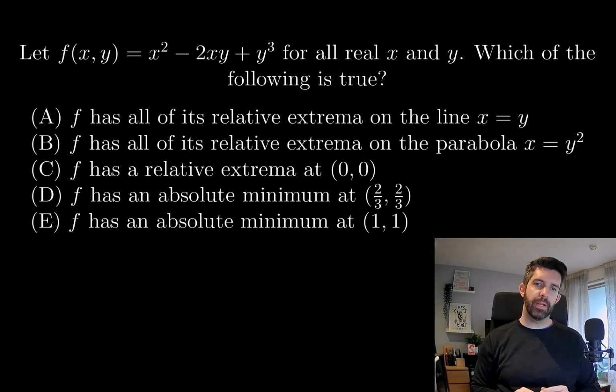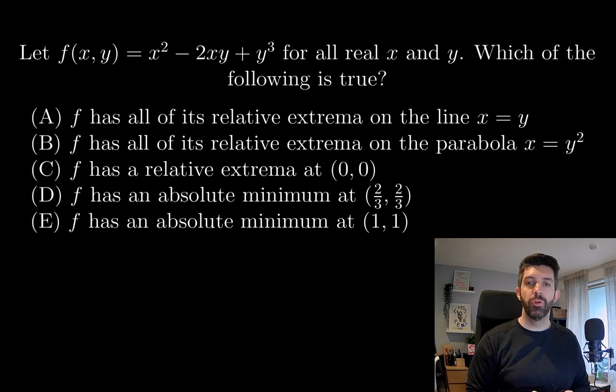Let f of x and y equal x squared minus 2xy plus y cubed for all real x and y. Which of the following is true? And we're given five possibilities for statements of f.